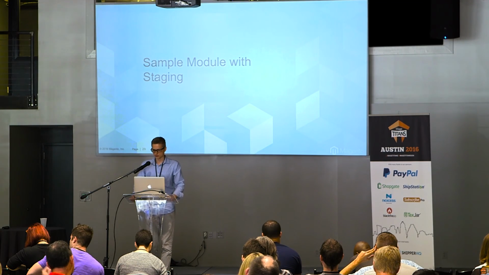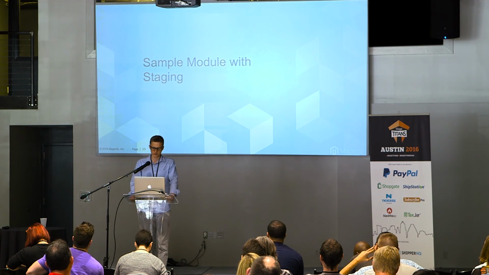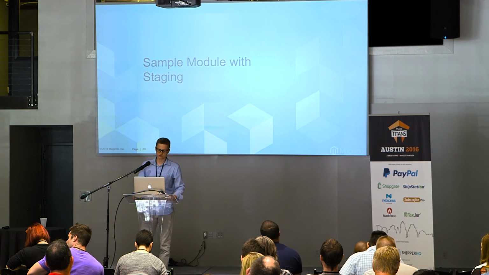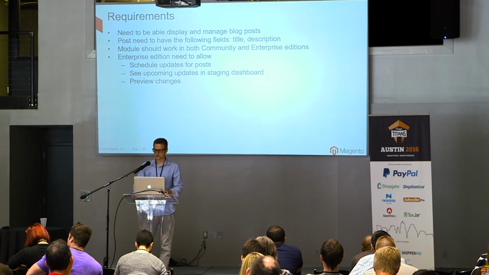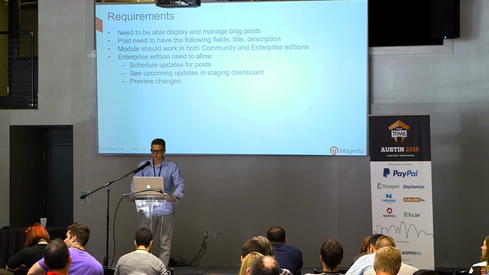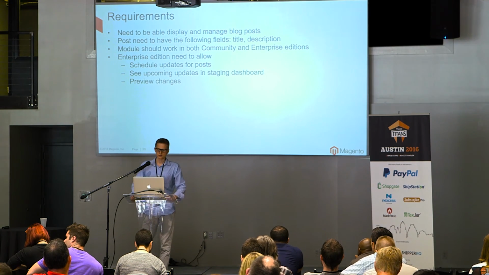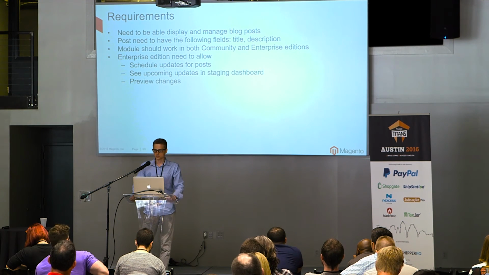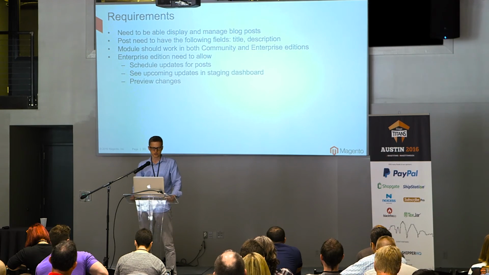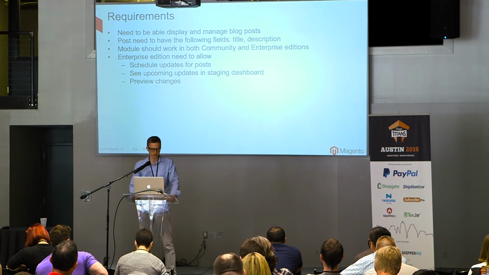So let's talk about main aspects of writing a custom module that has staging functionality. Let's say that a product owner came to us with the following requirements. We need to be able to display and manage blog posts. Posts need to have the following fields, title and description. The module should work in both community and enterprise editions. The enterprise edition should allow scheduling updates for posts, seeing upcoming updates in the staging dashboard, and previewing the changes.